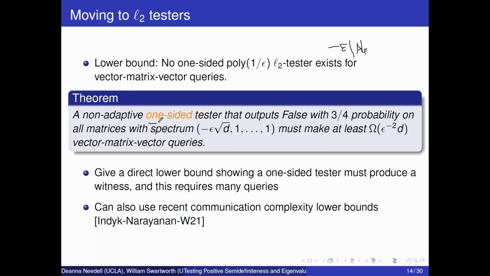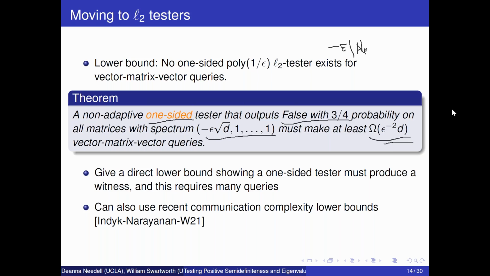Okay, so there's a theorem we show that any one-sided tester, which outputs false with constant probability on all matrices on this particular spectrum, must make a lot of queries. So think of epsilon here as a constant. There's one negative eigenvalue that's negative root d. All the other eigenvalues are positive, they're 1. So this one negative eigenvalue is equal to negative epsilon times the Frobenius norm of A, which is about root d in this example. And what the theorem says is, hey, you need d queries. That's a ton of queries, right? It's a d by d matrix.